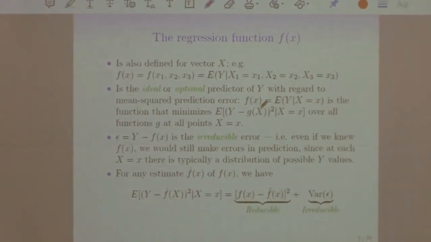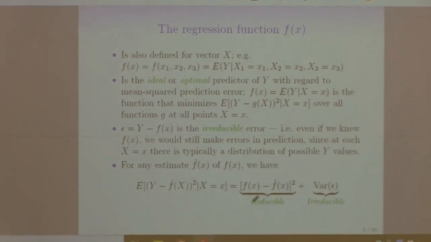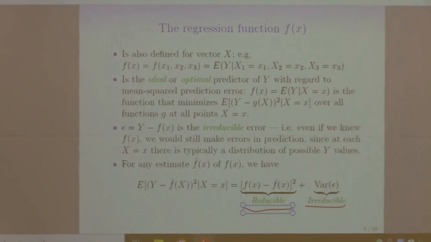So here at the bottom of the slide, you see the error of a regression model. This is the same thing as MSE that I told you about earlier. It has two components, the reducible part and the irreducible part. The reducible part is what we can actually reduce by using a better model, and the irreducible part is what is just natural in the data generation process and we cannot do anything about it.